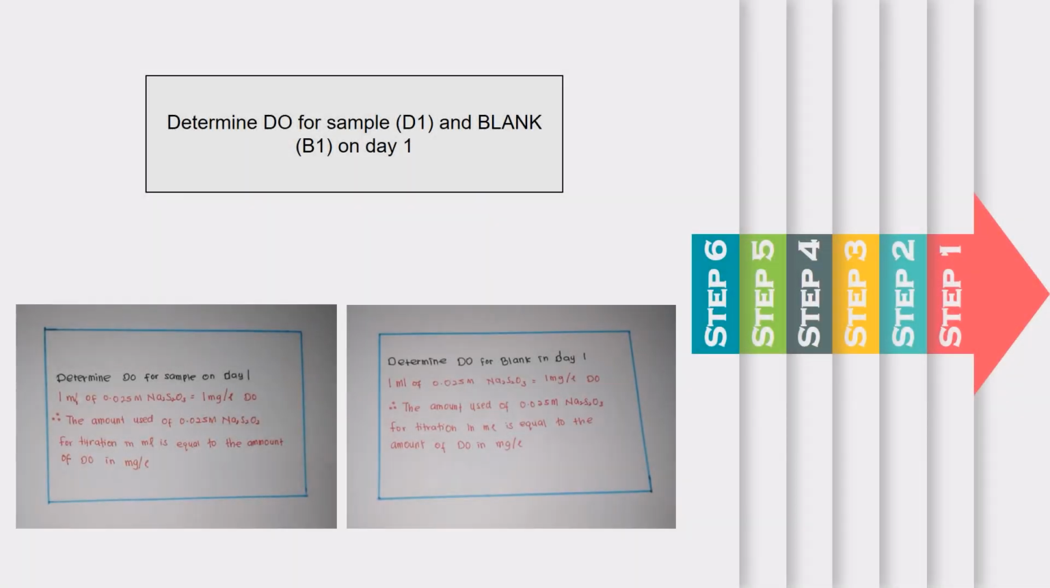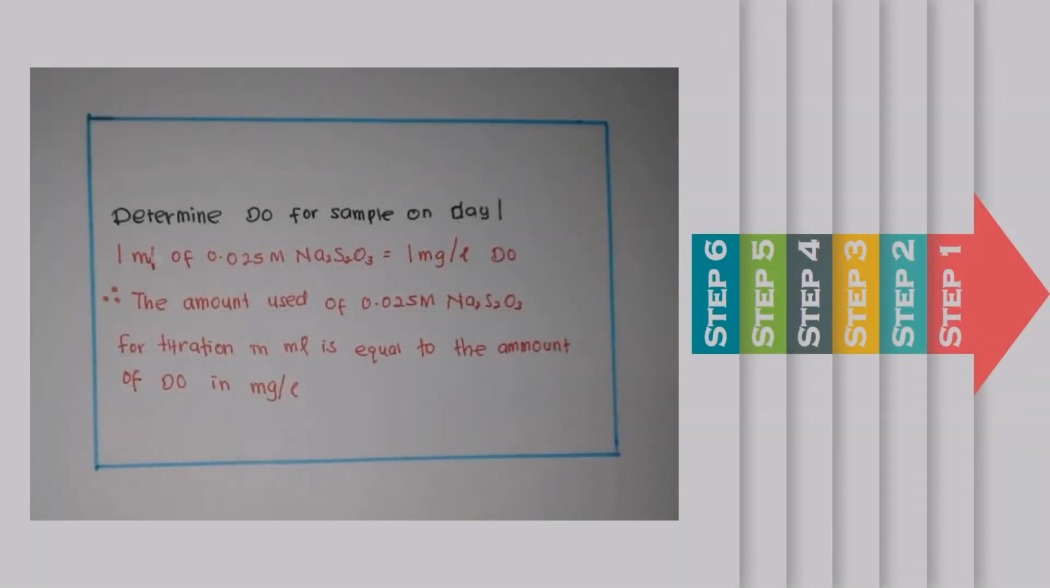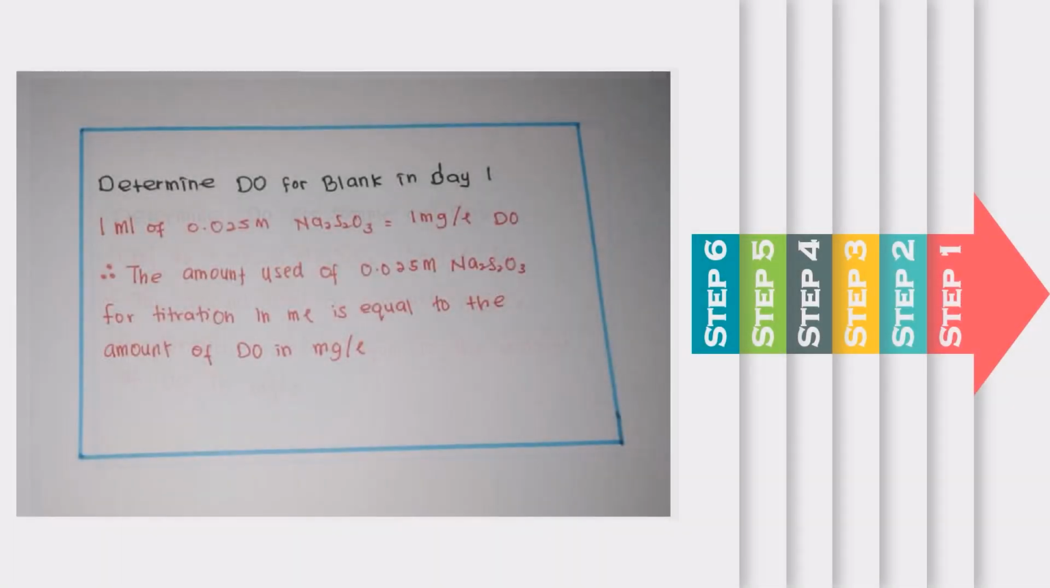In step 6, you must determine DO for sample D1 and blank B1 on day 1. 1 milliliter of 0.025 molar sodium thiosulfate, Na2S2O3, is equal to 1 milligram per liter of DO for the sample on day 1 from the titration. DO for blank on day 1 is the amount used of 0.025 molar sodium thiosulfate, Na2S2O3, for titration in ml, which is equal to the amount of DO in milligram per liter.